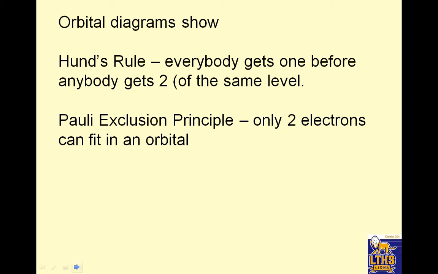Orbital diagrams. So we're going to do some orbital diagrams here. Show Hund's rule. Everybody gets one before anybody gets two electrons on the same energy level. And the Pauli exclusion principle says only two electrons fit in an orbital. An orbital for us, boys and girls, is a box. This would be the 1s orbital. If it fits two electrons, the first electron would be up, second electron would be down.